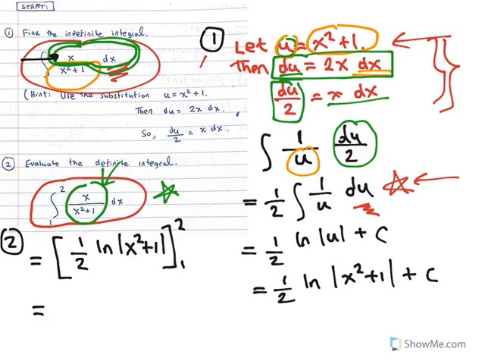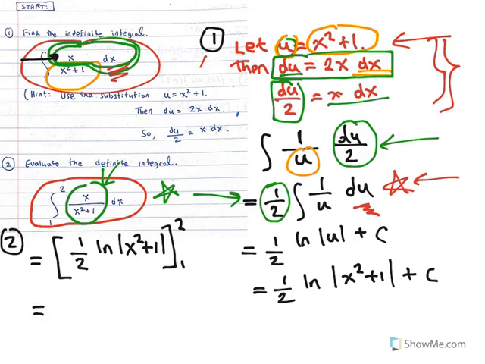And if you have an indefinite integral, you're able to factor out constants from the integrand. The 1/2 here is a constant, so we can factor it out. And this is what we have. This is called the change of variables step.